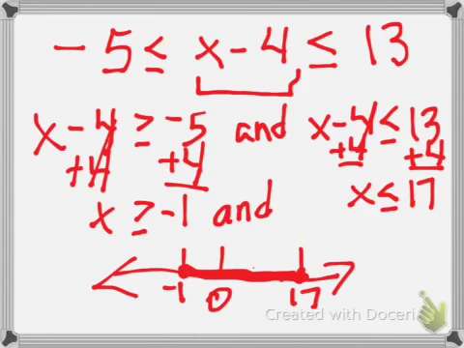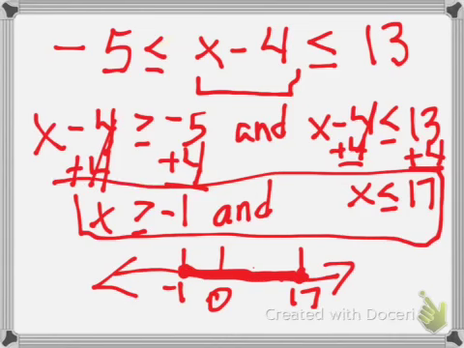So x could be negative 1, 0, 1, 2, 3, 4, 5, 6, all the way to 17. Okay? And those are your solutions. On your test, that would be what your solution would be. And then if I ask you to graph it on a number line, you would do it like you did on the bottom. Okay? Alright, we're going to move on to another one.